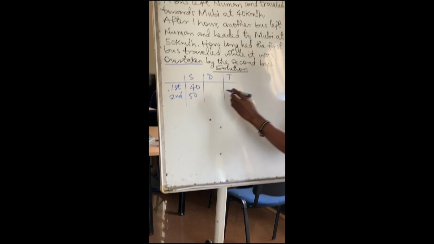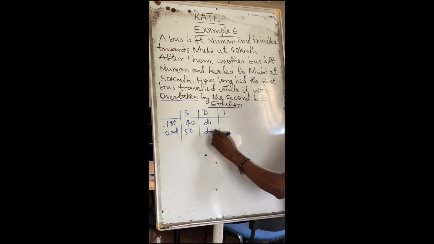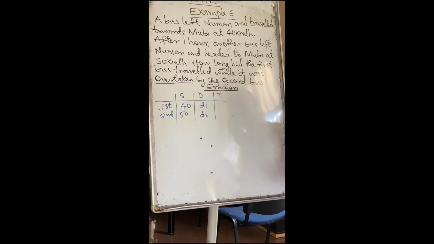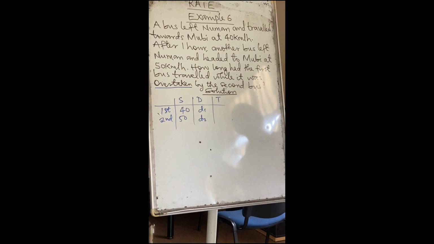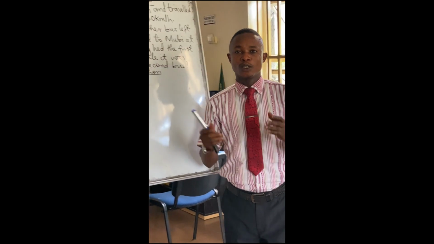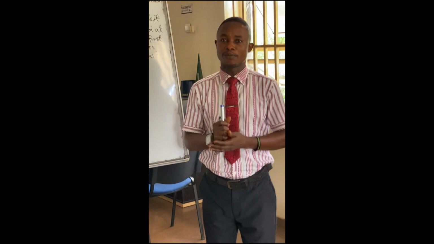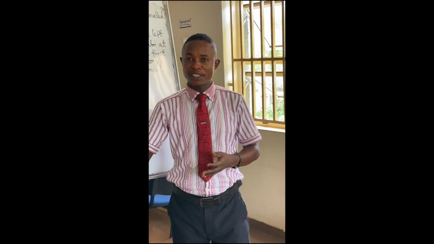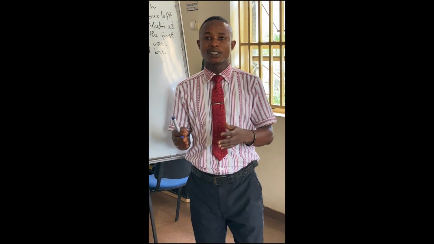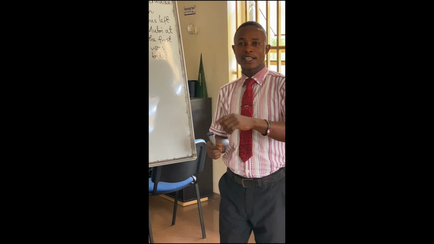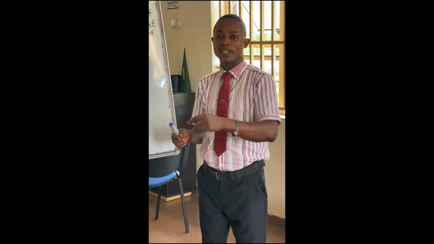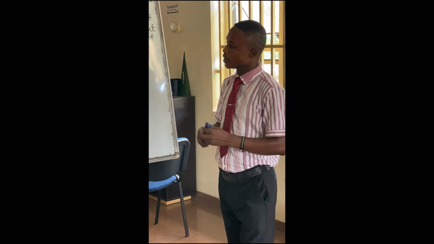Now, since D1 will be equal to D2, because at the point of overtaking both of them must have covered the same distance, what about their time? Which one has spent more time? If, for example, two people are asked to start an exam, and one started 5 minutes earlier than the other, and both are asked to stop at the same time, at that stoppage time, the one that started earlier must have spent 5 minutes more than the second one. So the same thing here.